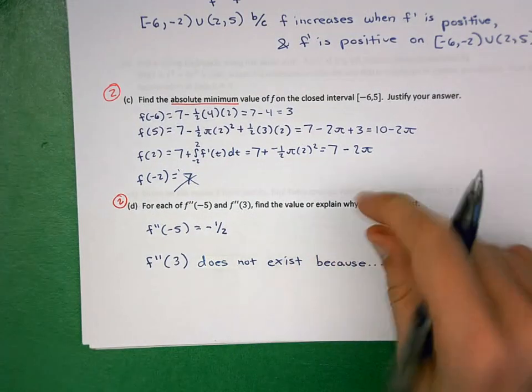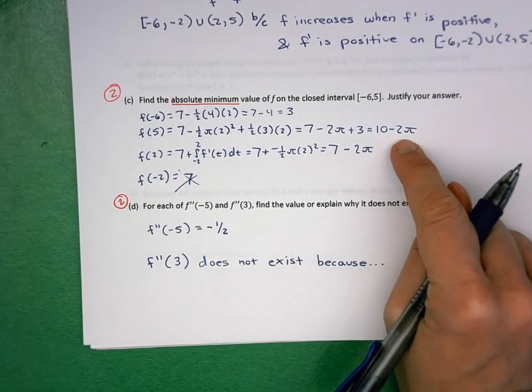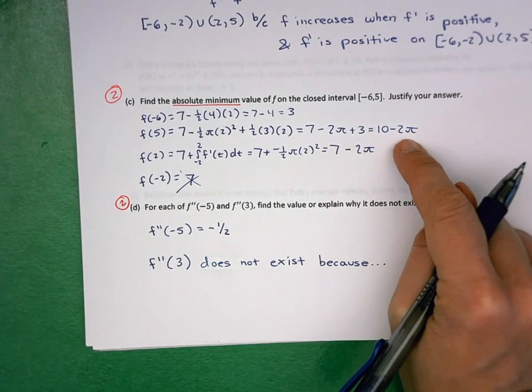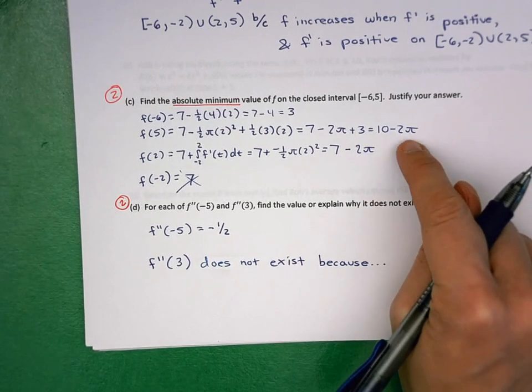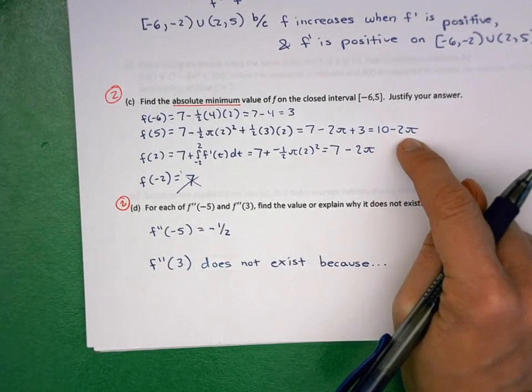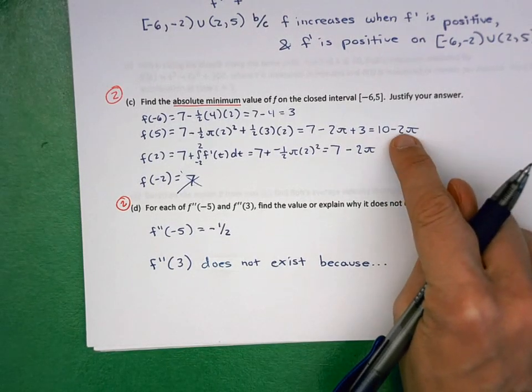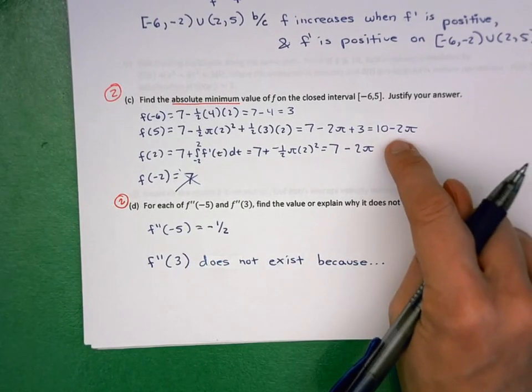You would not be expected to know exactly what 10 minus 2 pi is, but you would be expected to be able to approximate it. What is 2 pi around? Well, pi is about 3, and so 2 times about 3 is about 6. And 10 minus about 6 is about 4. So we know that this one is not going to be my absolute minimum because this one is bigger than 3.